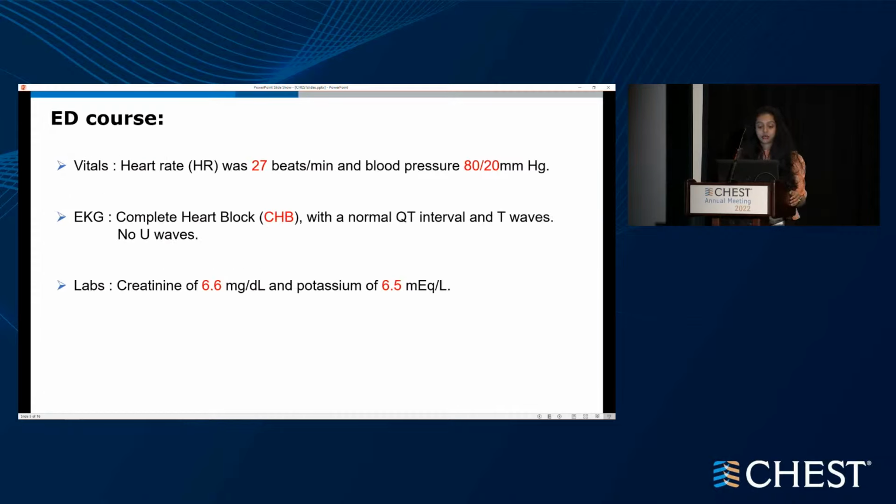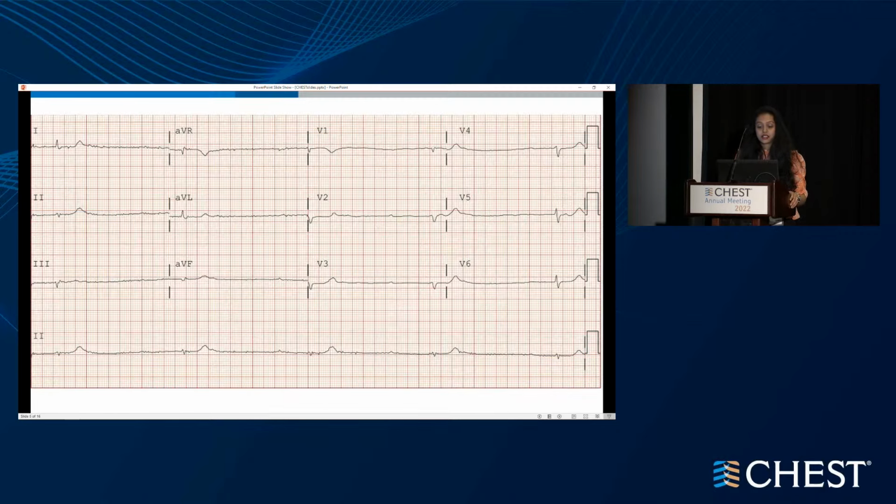In the emergency department, his vitals were significant for heart rate as low as 27 beats per minute, blood pressure as low as 80/20. EKG showed a complete heart block with an escape rhythm but normal QT interval and T waves. Meanwhile, his labs came up showing creatinine of 6.6 and potassium high at 6.5. His baseline creatinine is around 1.5 to 1.8. This is his EKG in complete heart block, and the heart rate was around 33 with a ventricular escape rhythm.